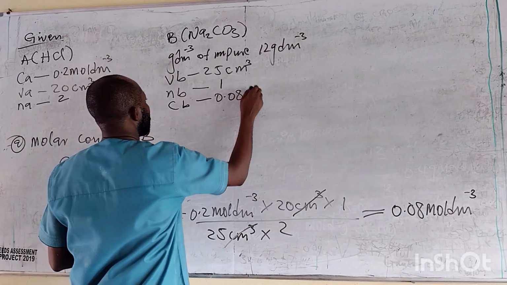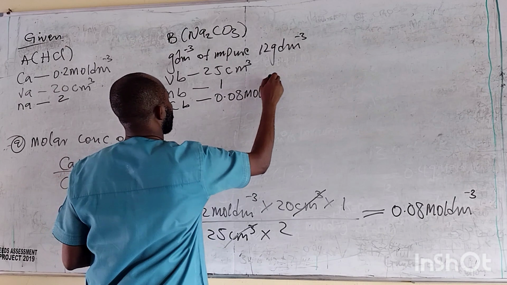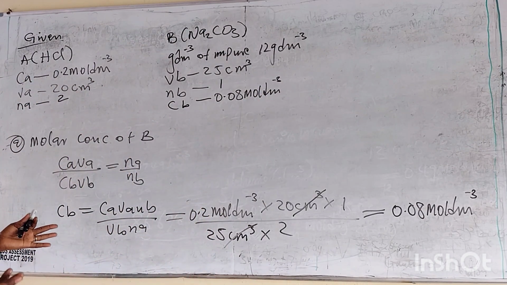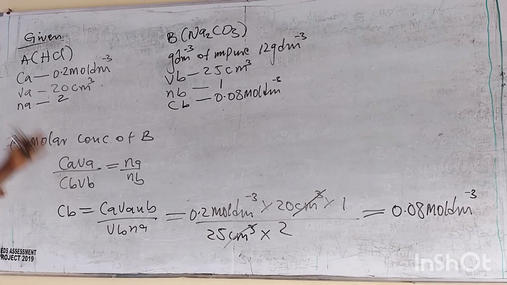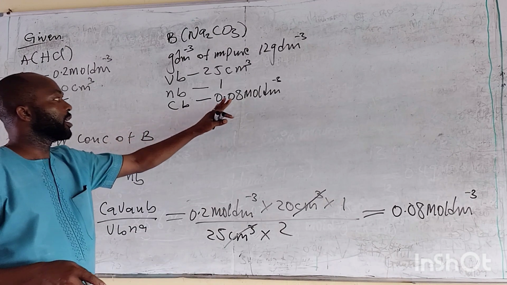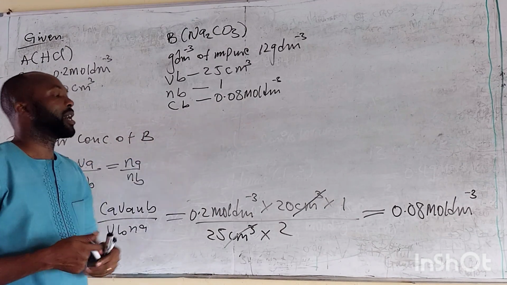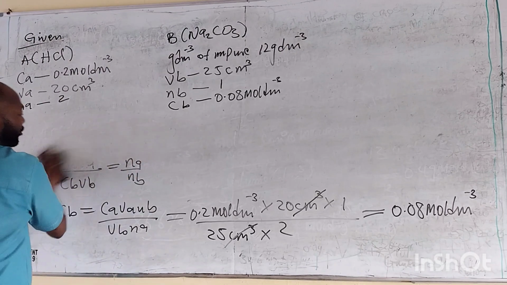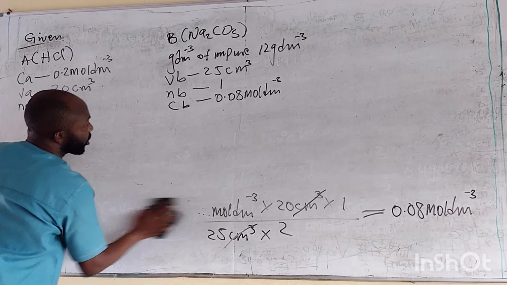0.08 mole per dm cube. So now we've gotten our CB. Ca is already given. So from here we have to get the mass concentration of the pure salt, which is the base. And that can be gotten by multiplying the molar count times relative molecular mass. So let's call that B, mass count of pure.